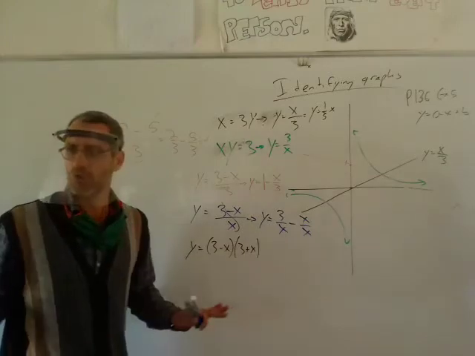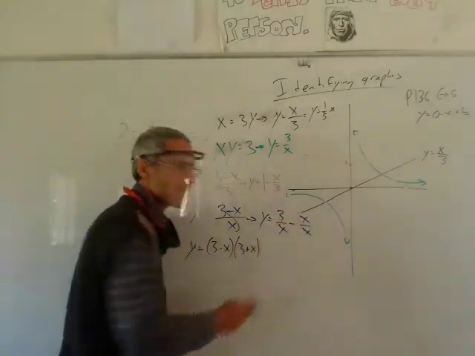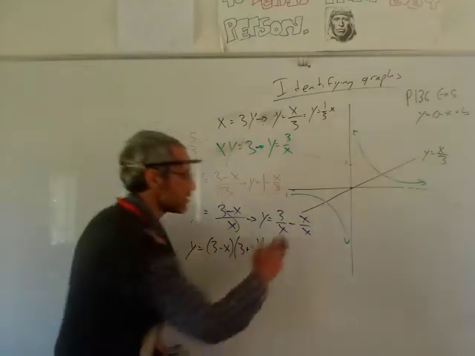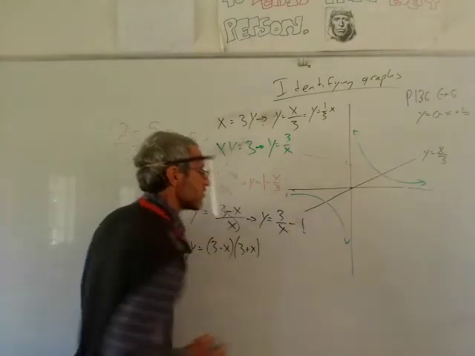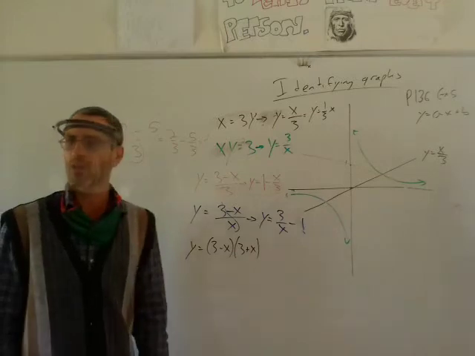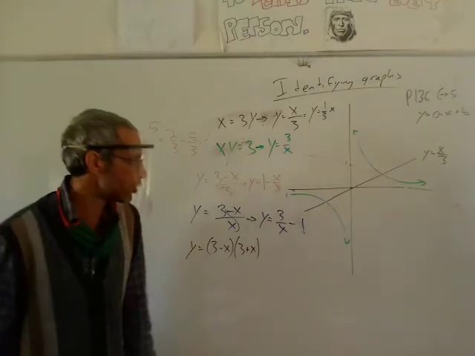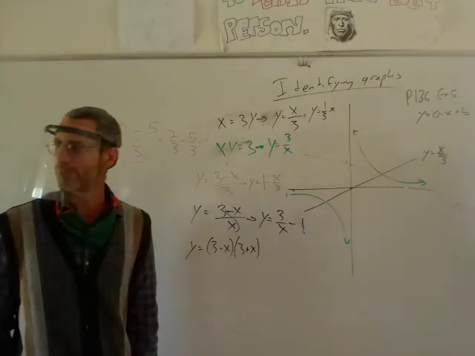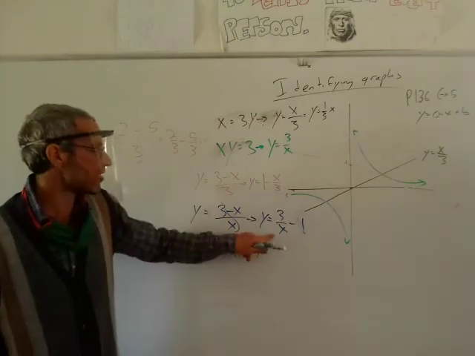What is 3 over x minus x over x? Well, 3 over x is just 3 over x. I can't do anything. x over x is 1, x divided by x is 1. So that function is 3 over x minus 1. What kind of function is that? Now you can identify. It's a hyperbola again. 3 over x.